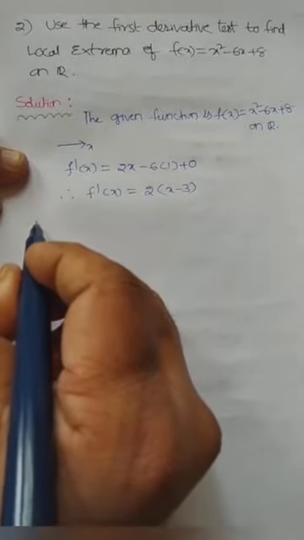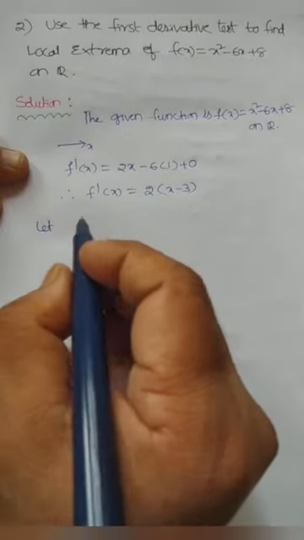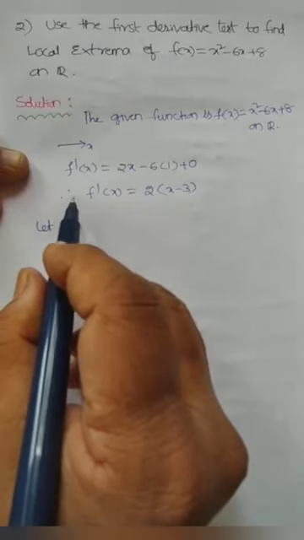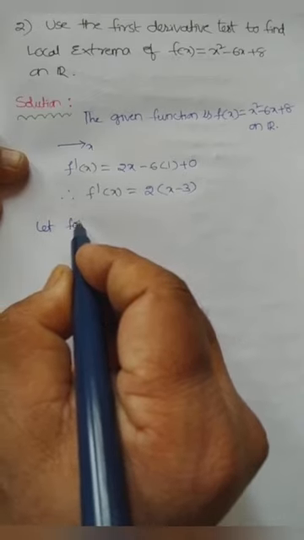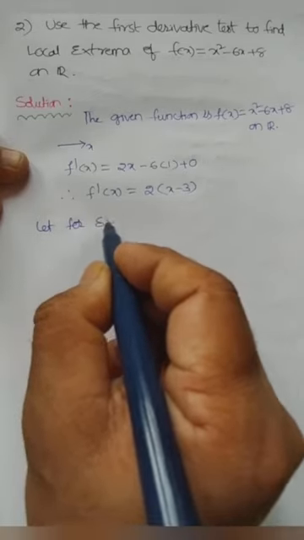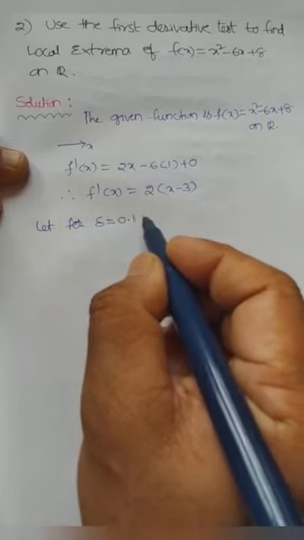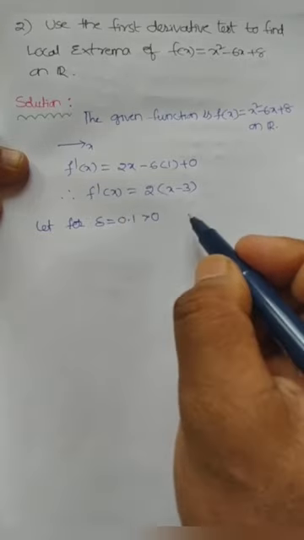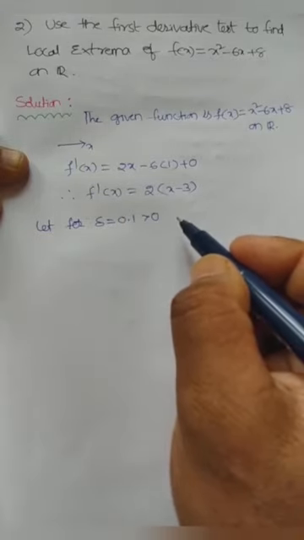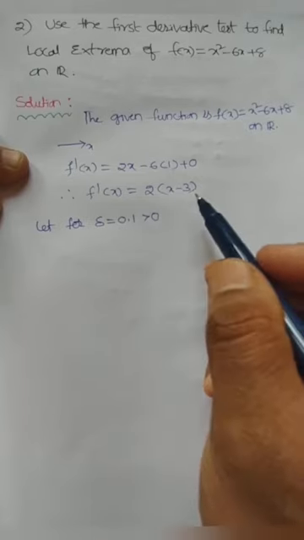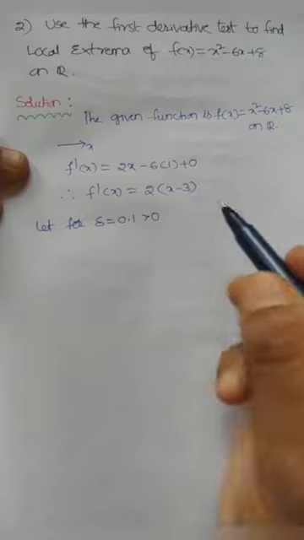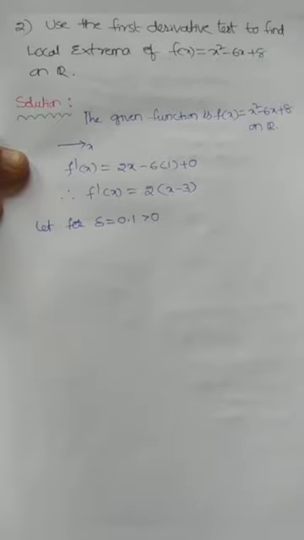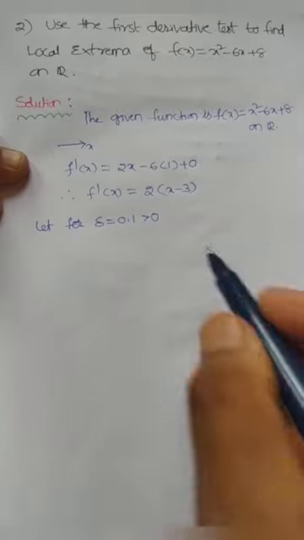So the same procedure we are going to apply in this problem also. Let delta is equal to 0.1, we are taking, it is greater than 0. We have to select the critical points for the function f dash of x where it would be 0.